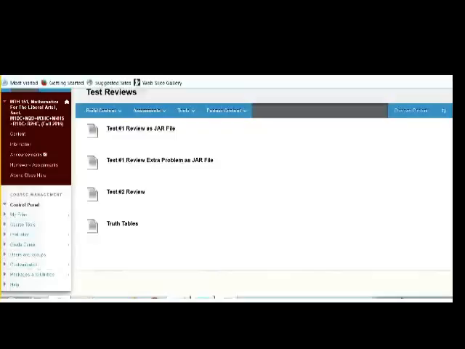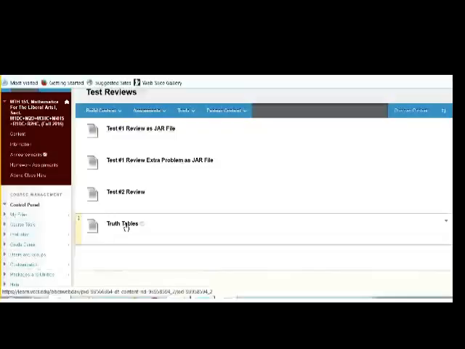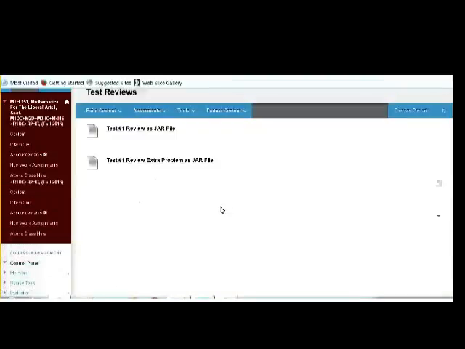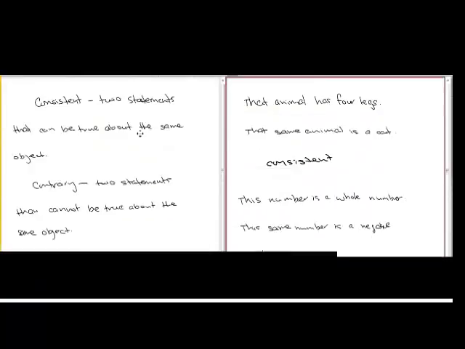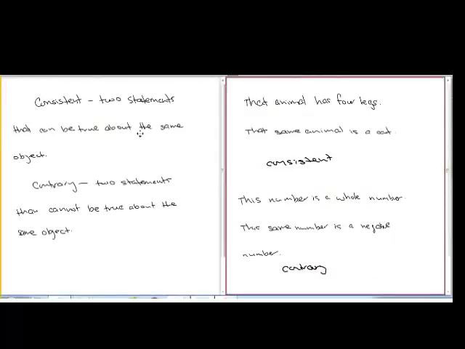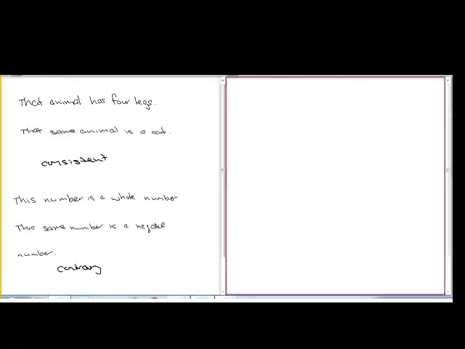I also did a review last year on truth tables, just another review on truth tables. So there are 3 examples in the review. If you need some more help with truth tables, then you can watch the additional video on truth tables. And I don't know how long this thing is. I'll just open it up.